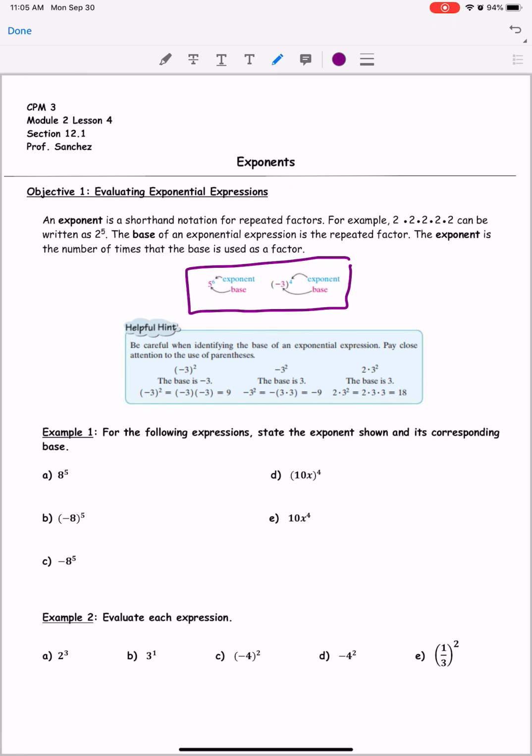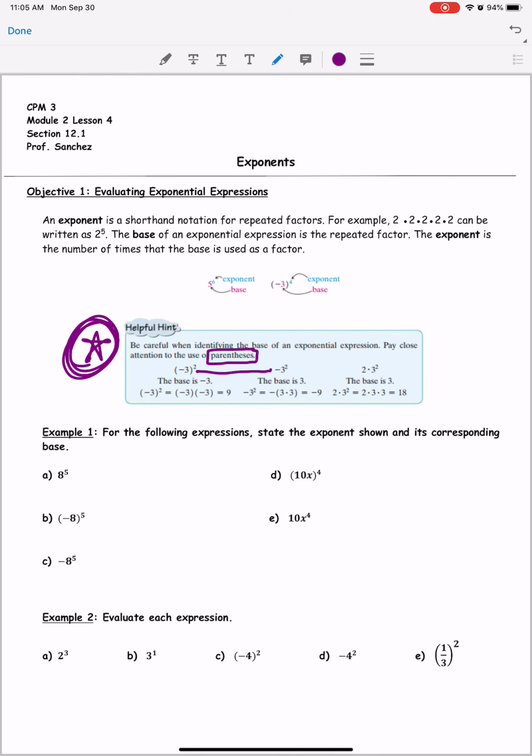Basically, your base is the big number. Your exponent is the small one. Let's pay attention to what this helpful hint is showing. It says, be careful when identifying the base of an exponential expression. Pay close attention to the use of parentheses. Parentheses make a difference. So, for example, in parentheses, negative 3 squared, the base is negative 3. It includes the negative with it. However, if you have the exact same thing without the parentheses, now your base is just a 3.